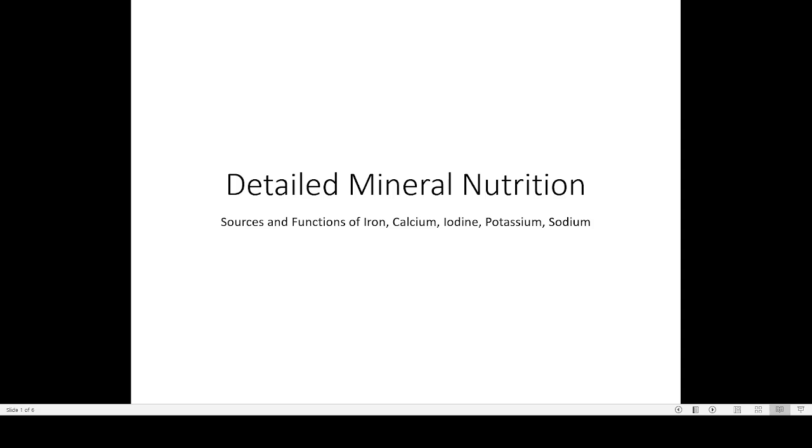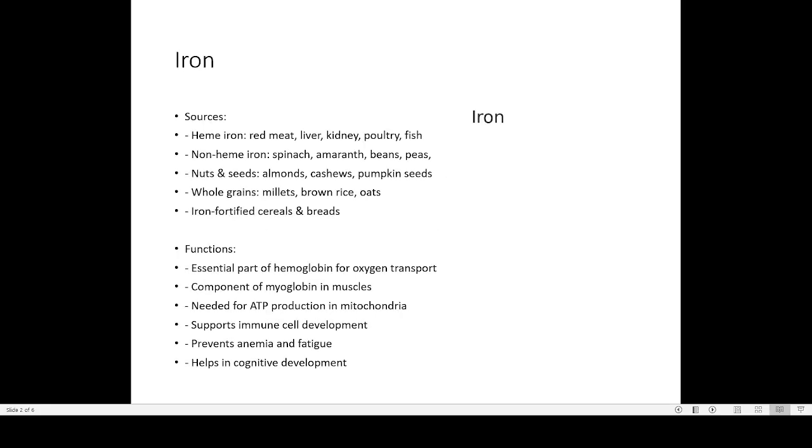Now listen here. So we will be discussing the sources as well as functions of the following minerals. The 5 minerals are iron, calcium, iodine, potassium and sodium. To start with, we will take iron.